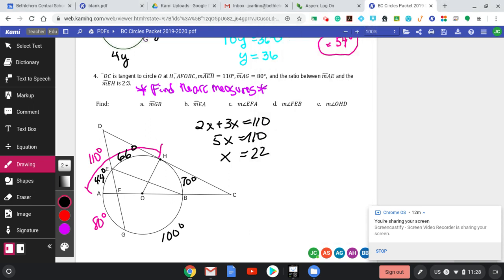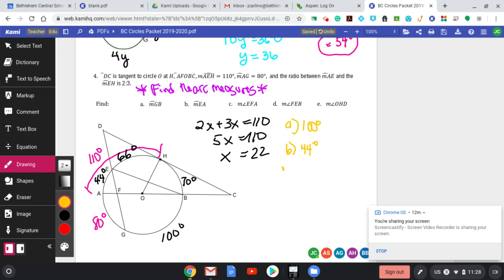Okay, now that you've found the arc measures, now we can talk business here with parts A through E. All right, hopefully this will go smooth now. Let's find out. Okay, so for part A, it says, what's the measure of GB? Oh, we found it already. Hey, there's a benefit to finding the arcs first, 100. Part B, what is the measure of arc EA? Oh, hey, we found it, 44 degrees. This is going pretty quick, huh?